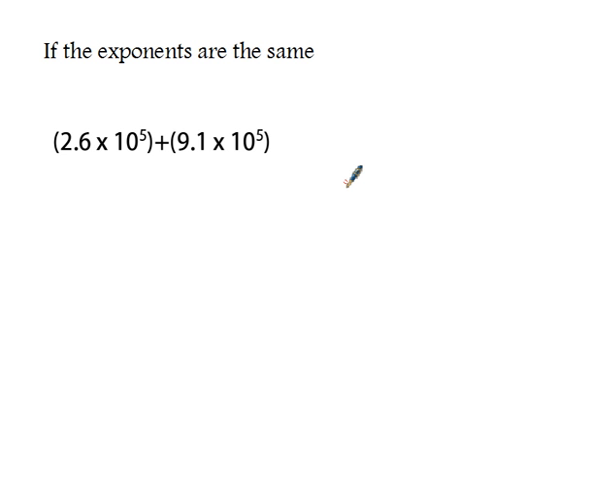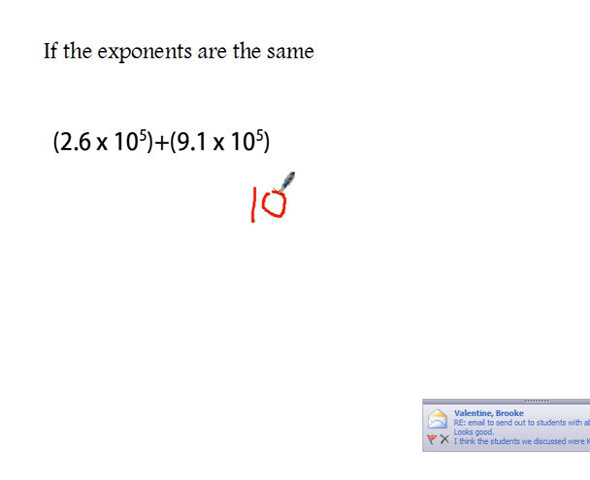But a simple example is, if you have 3 bicycles plus 2 bicycles, that gives you 5 bicycles. But if you have 3 bicycles plus 2 race cars, those are not numbers that you can add together. Here I'm adding, and this 10 to the 5th, think of this as the kind of thing you have. I have 2.6 times 10 to the 5th. Here I have 9.1 times 10 to the 5th. Because they're the same thing, when I add them together, I am going to get something times 10 to the 5th.